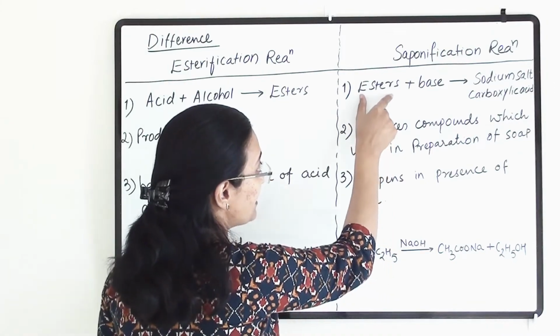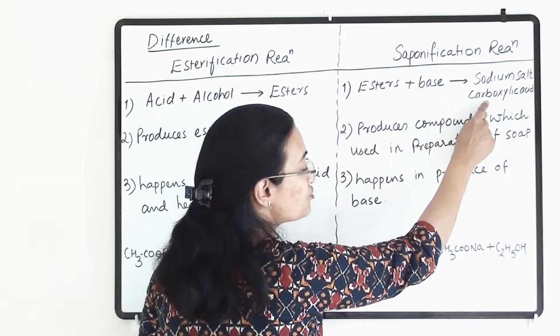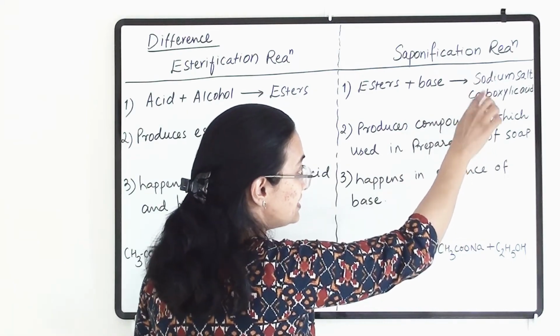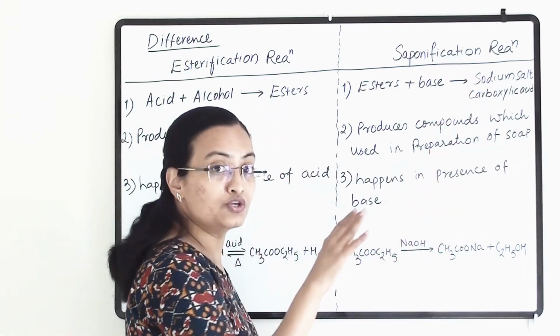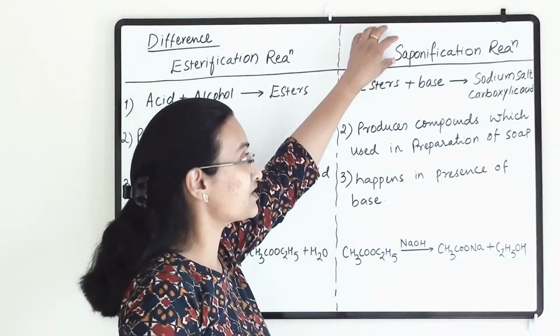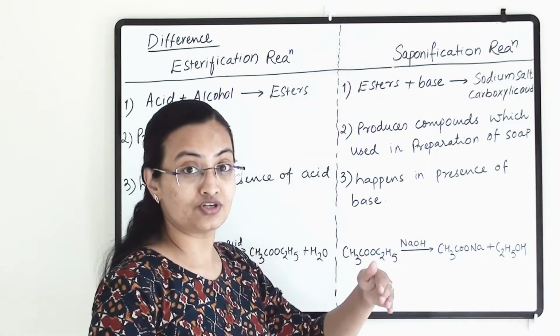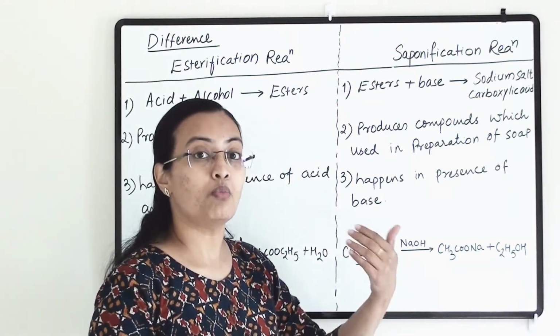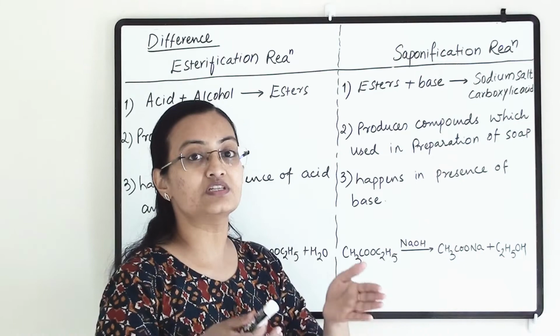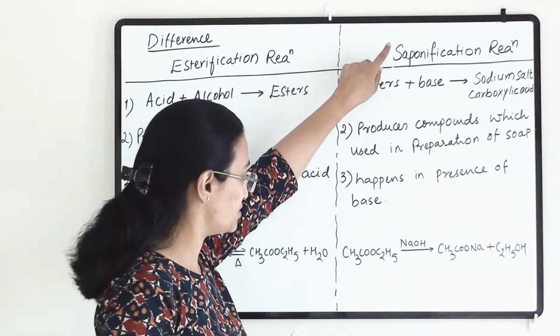Now what is there in saponification reaction? In this, esters will react with base. It will give us sodium salt of carboxylic acid. This compound is used in manufacturing of soap, and that's why this reaction is known as saponification reaction. The reaction which gives us a molecule which we can use in manufacturing of soap is known as saponification reaction.